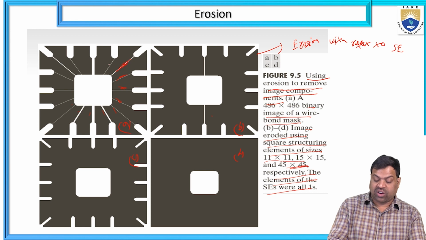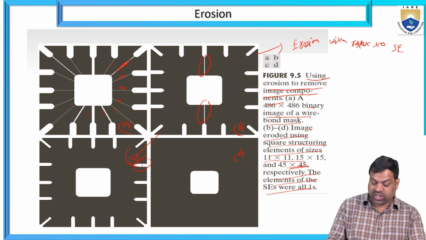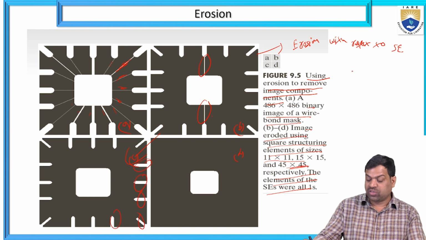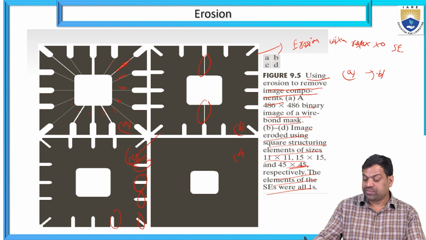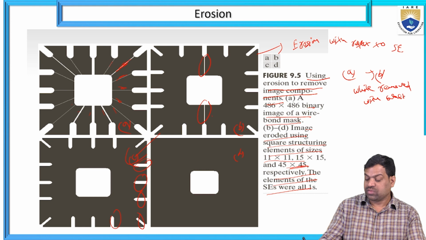So here all these lines are there, and here they are removed. Okay. So from figure B to C, what happened? These lines that are there here are removed. And from here to here, what lines are there? They are removed here. So nothing but, from figure A to B, white removed with black. B to C, same, white removed. C to D also, white removed.